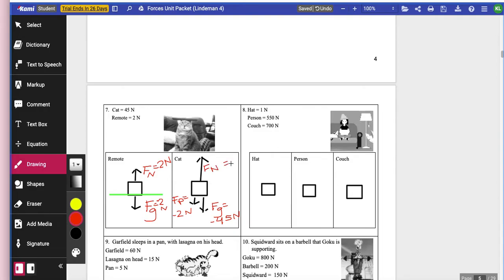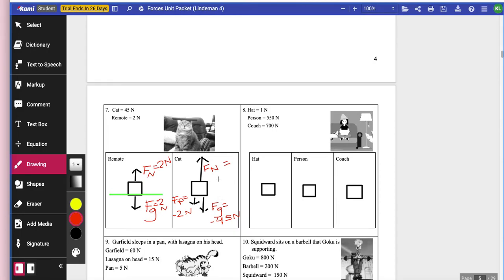Any thoughts on what Fn is going to be for this one? So we're in the same place. We have 45 and negative 45, -2 pushing down. Correct. It's going to be 47 newtons.